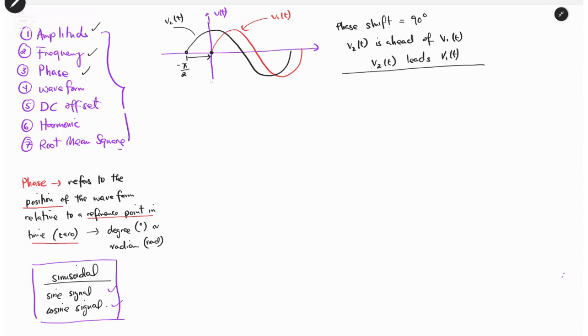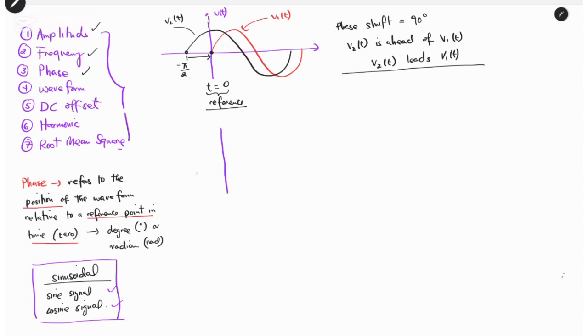Because from the definition, we describe measuring a signal at t equals 0, which represents the reference. That means before the V1t begins, V2t already exists in advance. Therefore, it is leading the V1t.